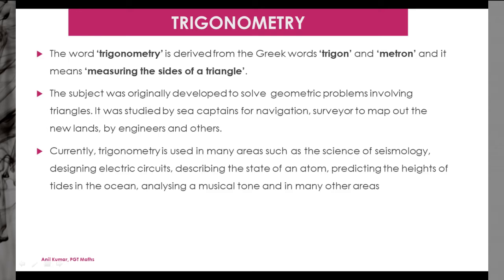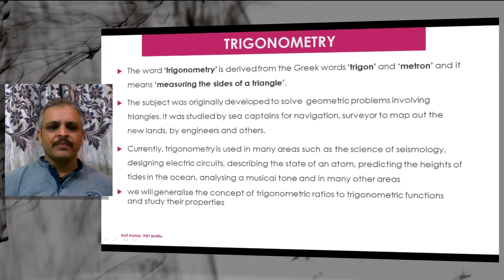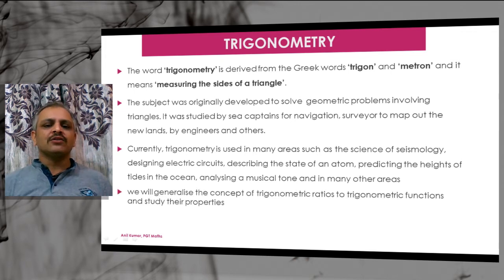Currently, trigonometry is used in many areas such as the science of seismology, designing electric circuits, describing the state of an atom, predicting the heights of the tide in the ocean, analyzing a musical tone, and in many other areas. You can say that in every sphere of life, knowingly or unknowingly, we are using trigonometry. So we will generalize the concept of trigonometric ratios to trigonometric functions and study their properties.